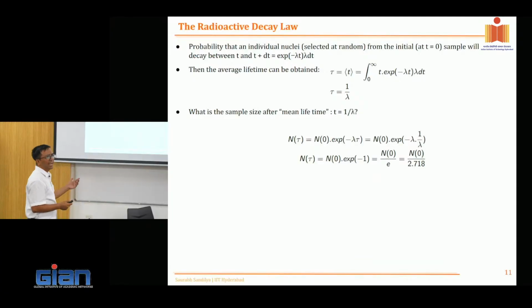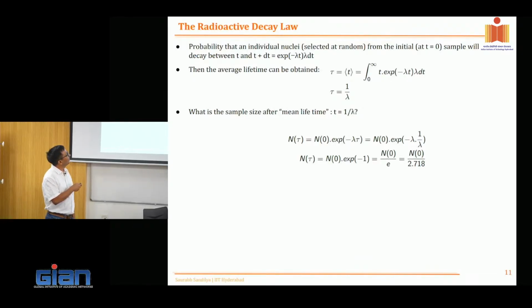Let's try, we have an equation, so why worry too much? Let's put it in the equation and figure out how much. We had this relation: N(t) = N0 exp(-λt). You put in the average lifetime, so N(τ) = N0 exp(-λτ), and τ is 1 upon λ. Exp to the power minus 1, so N0 by e. The sample size reduces by 1 by e.